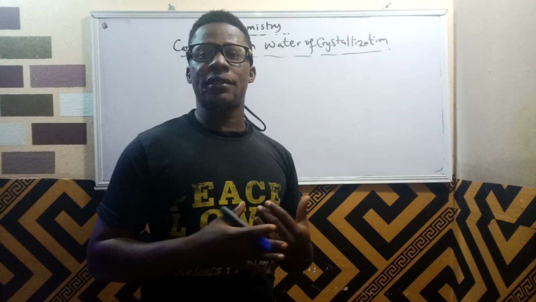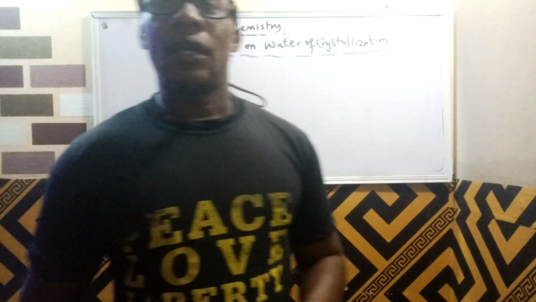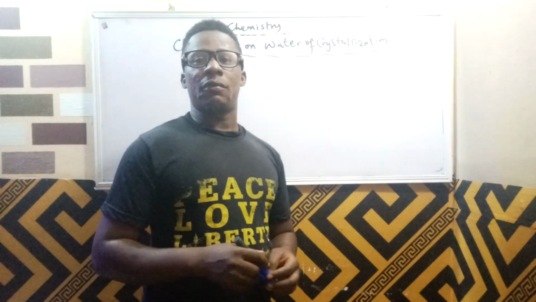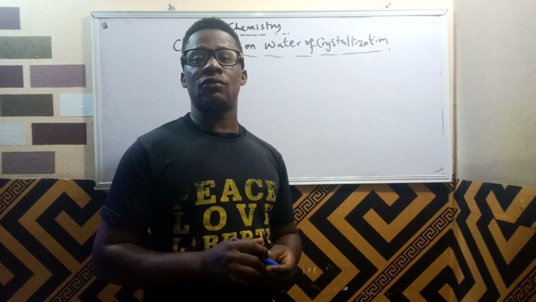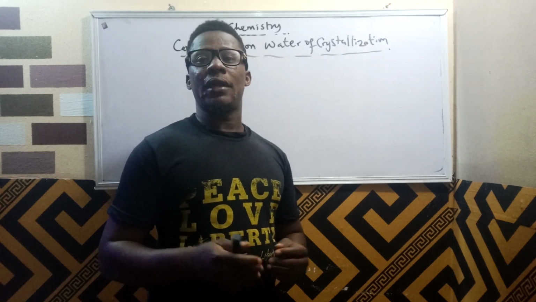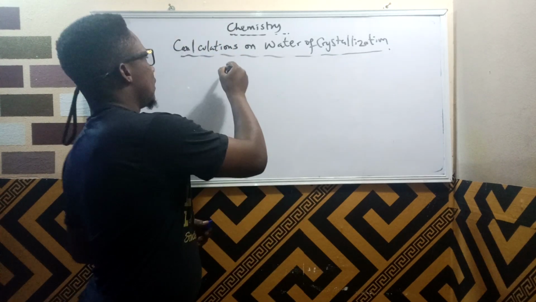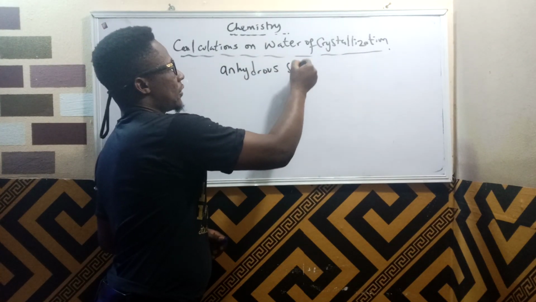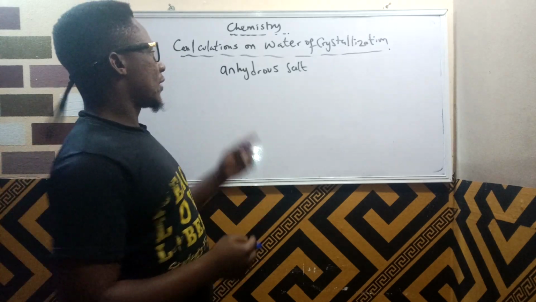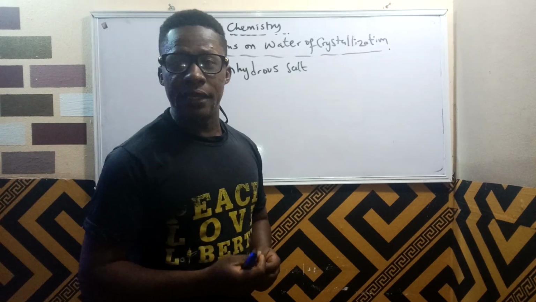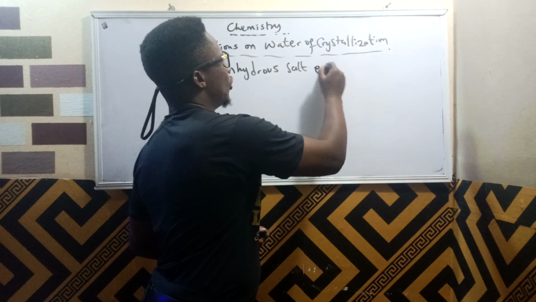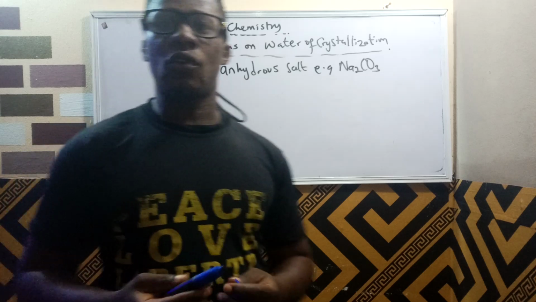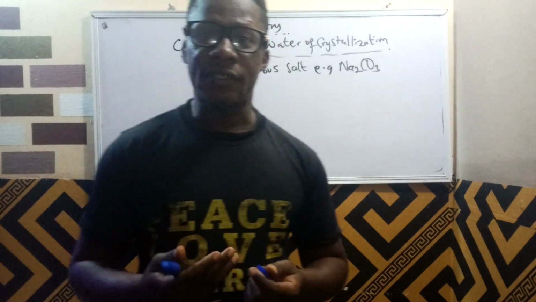In acid, base, and salt, we have two types of salt based on whether they have water or not. We have what is called the anhydrous salt. Anhydrous salts are salts that do not contain water of crystallization, e.g. Na2CO3. So these salts do not contain water of crystallization.